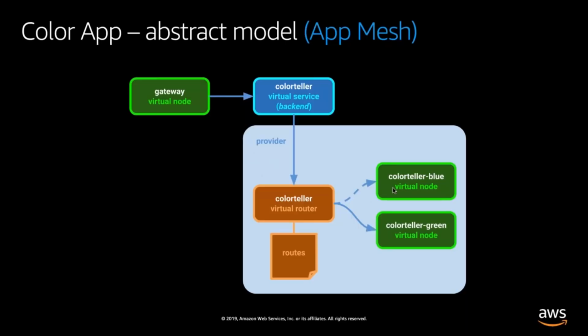Because we want to shift traffic over from color teller blue to color teller green, we don't have our gateway node talking directly to color teller blue. What we have it doing is it talks to a virtual service. By being a virtual service, this acts as a back end for gateway that abstracts it again from how we're going to shift traffic over physically behind the scenes. This virtual service is associated with a provider, and the provider is this color teller virtual router, which is going to have some route rules. The route rule is what we're going to use to shift traffic over between blue and green.